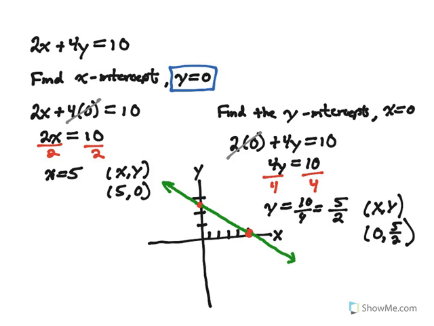So remember, this point here is 0. This point is 0, 5 over 2. And this point down here is 5, 0. All right? And that's it. That's how you find the intercepts. Very, very basic, very, very easy.